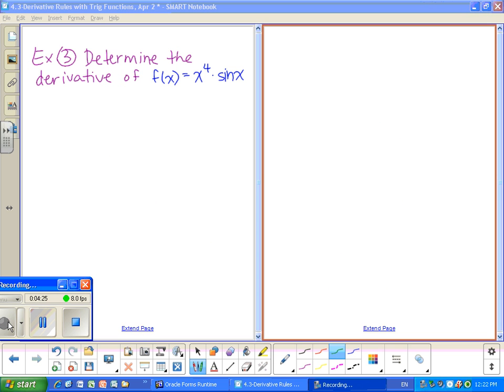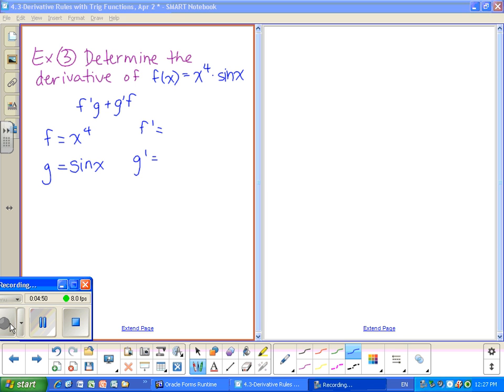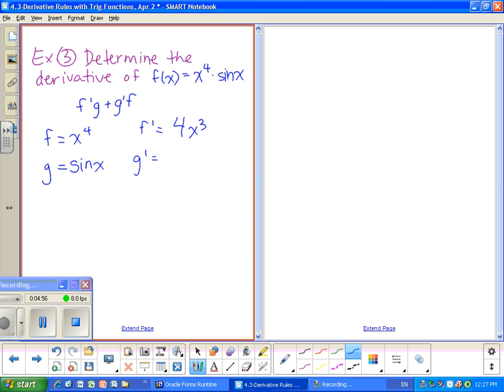So because we have a multiplication, we have to follow the product rule. What's the product rule? Awesome. So we have to be able to say what is f and what is g. And what is our f? Good. And our g? Can we take those derivatives? Go ahead. Okay, what's f prime? 4x cubed, yay. g prime.